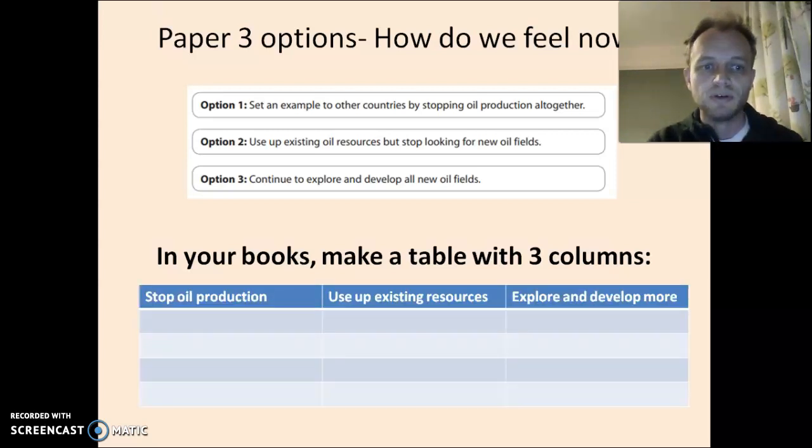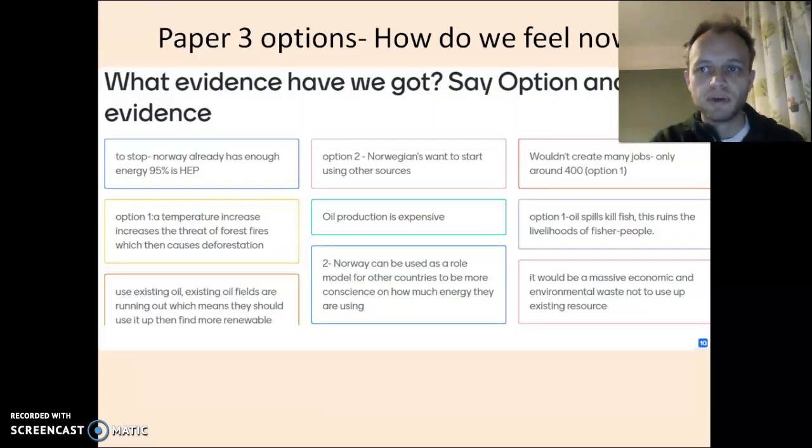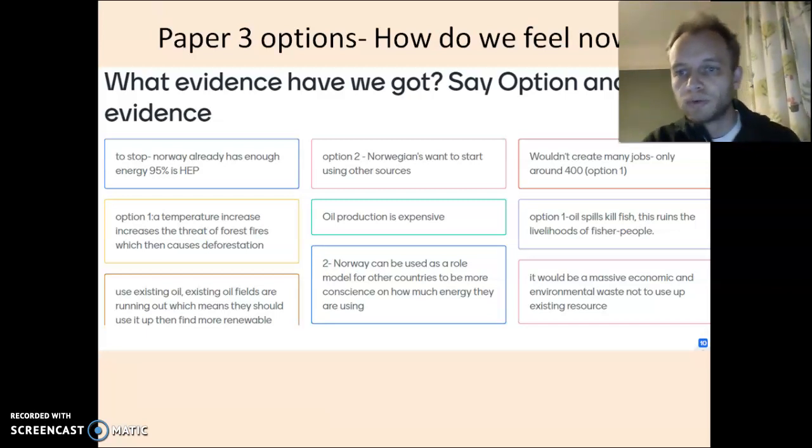So I asked you for homework to do a table with lots of evidence in each column. Think about those resources that you've been given. Hopefully you've picked out some really strong evidence. Just working with another group, these are some of the pieces of evidence that we got on our Mentimeter for why different arguments are strong. So for example, here it says option 2, Norwegians want to start using other sources of energy, or option 1, oil spills can kill fish, so ruins the livelihoods of fishing people. Each of these is a good piece of evidence, the type of thing that we want to be using throughout.